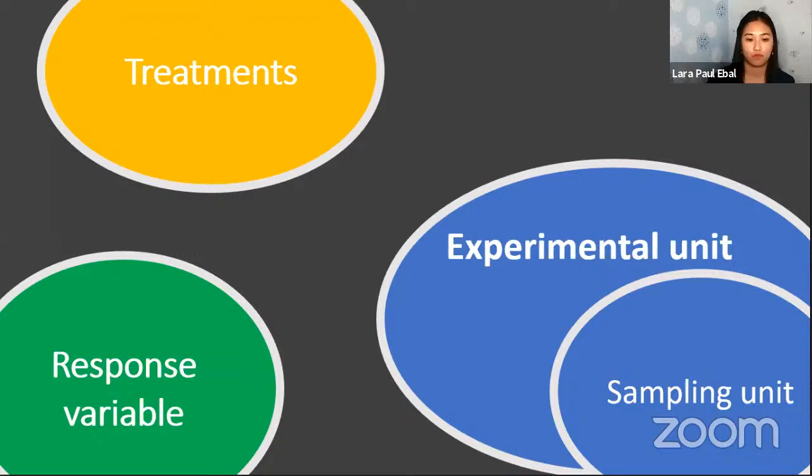The common terms that we usually encounter in doing research are the treatment or treatments, the experimental unit or sampling unit, and the response variable. Maybe some of you are already familiar with these terms, but maybe those who are just starting their research or learning statistics need these terms. Now we need to understand these terms. Okay, wait, it's not moving.